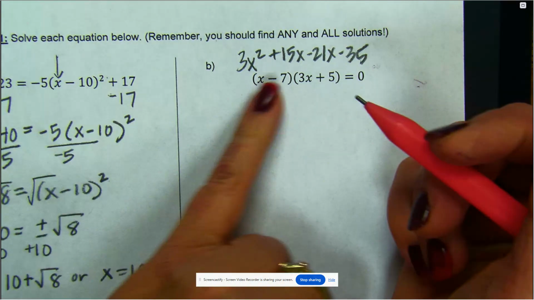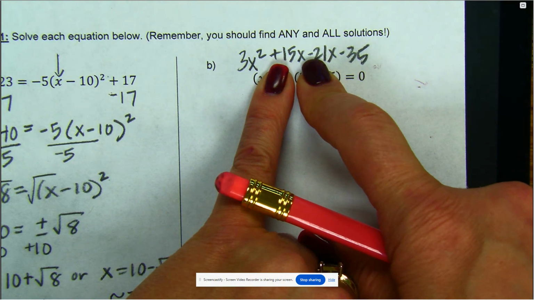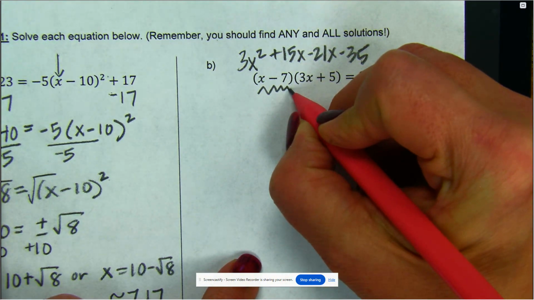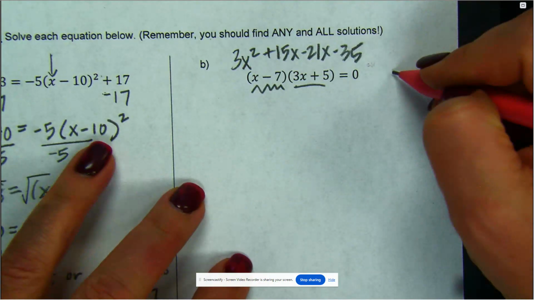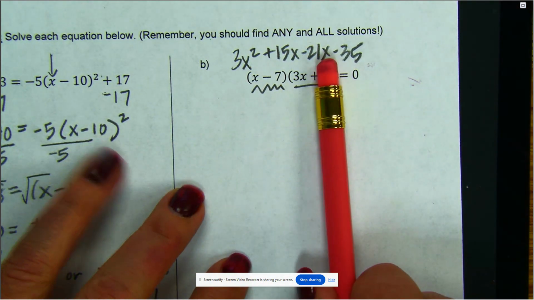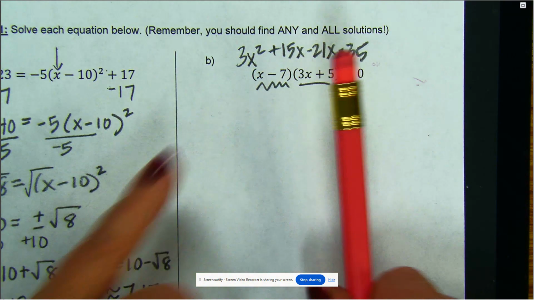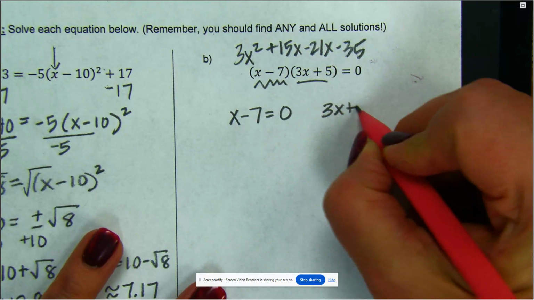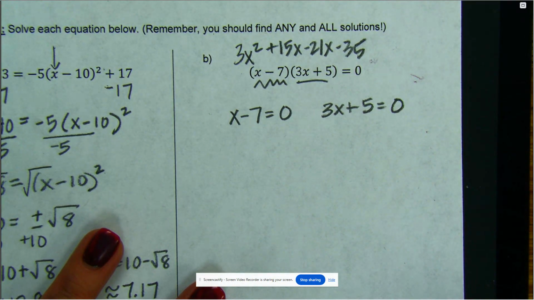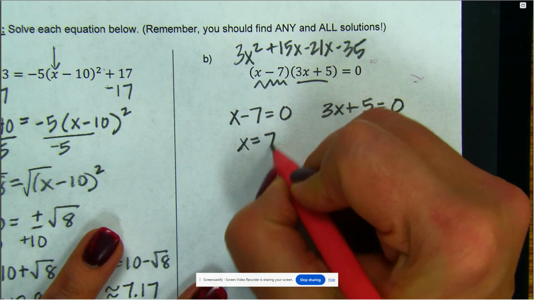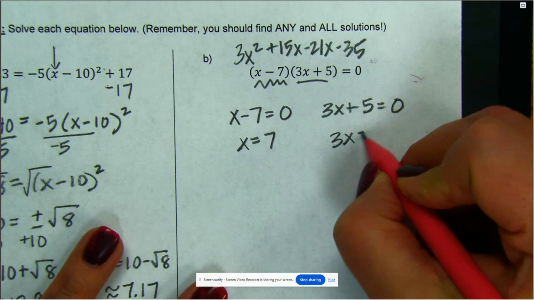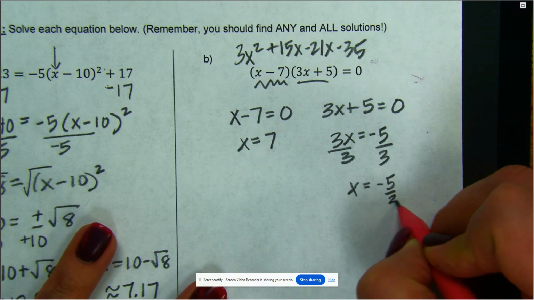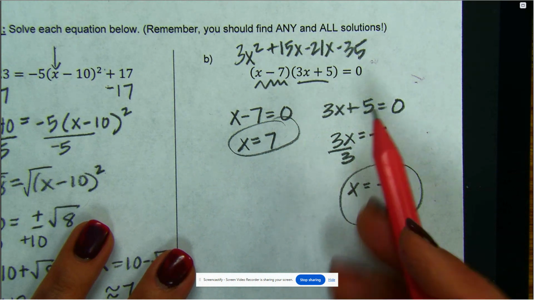Remember, if you have two things that multiply to 0, that means either this has to be 0 or this has to be 0. That's the only way. If something times something equals 0, either that's 0 or that is. So we can use that. I know either this is 0 or this is 0, and I simply solve those simple equations. One solution is 7, and one solution is -5/3. And these are separate solutions.